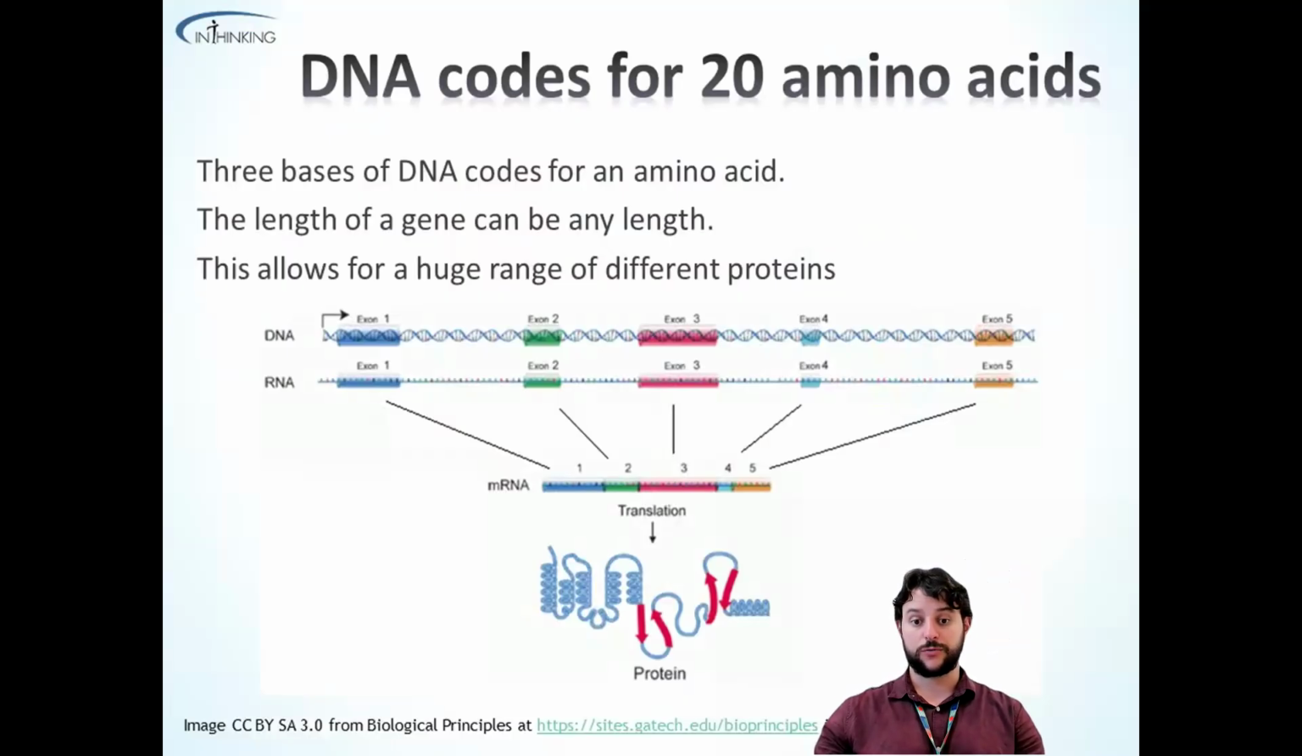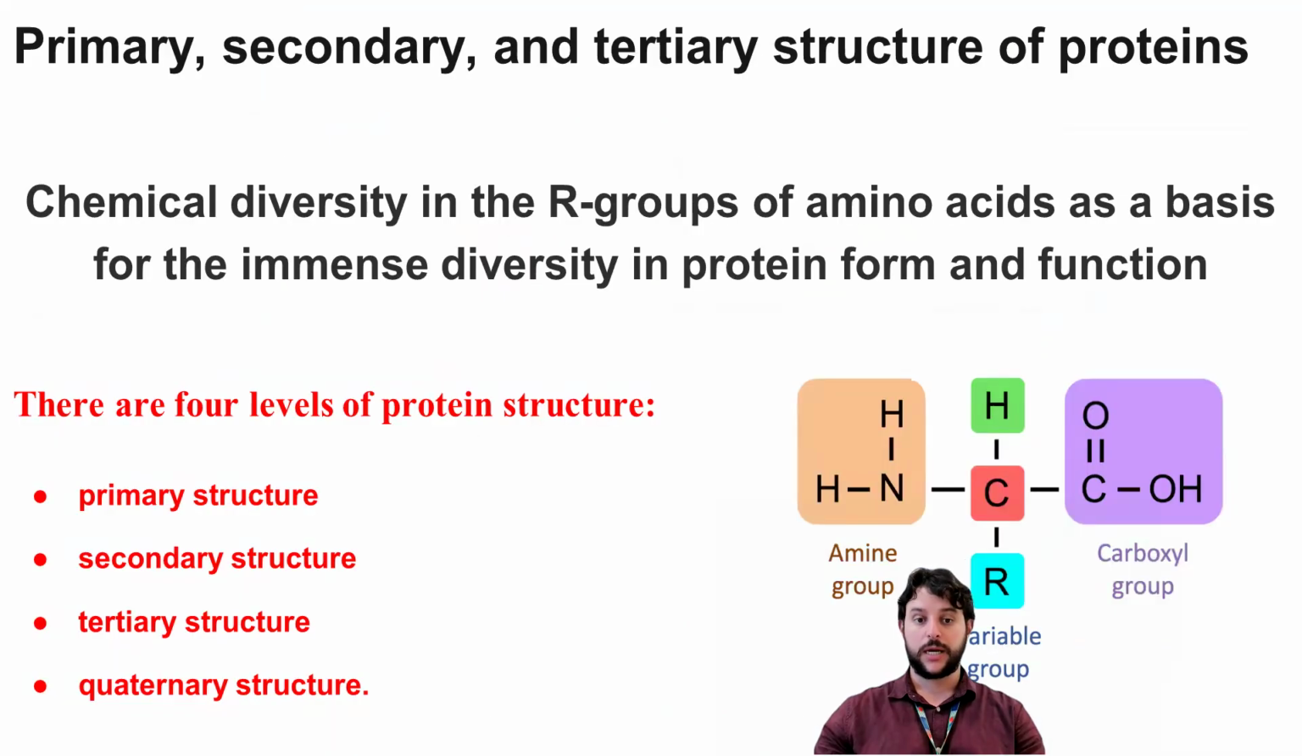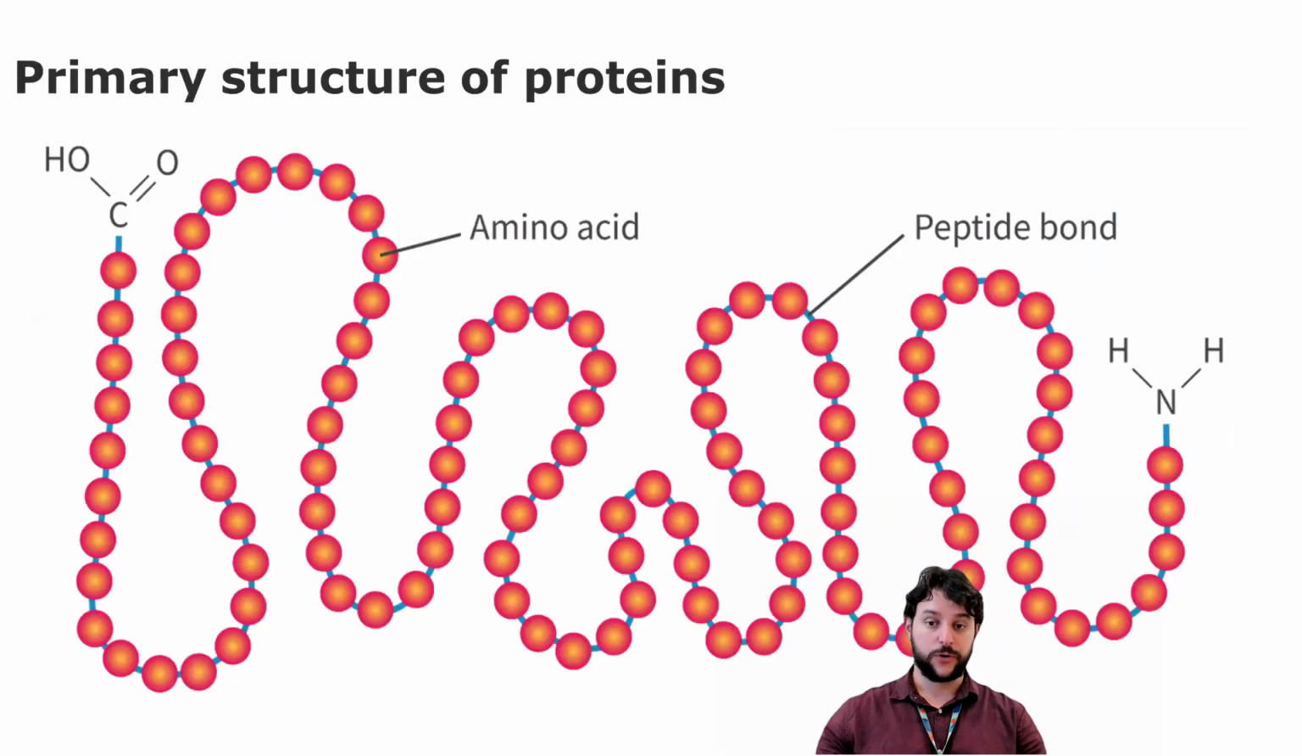So again, the DNA codes for all these 20 amino acids. All right, and we have 4 types of structures of proteins. We have primary structure, secondary structure, tertiary, and quaternary. We're going to see exactly how each one of them folds up. Okay, so first, the primary, very simple, straightforward.